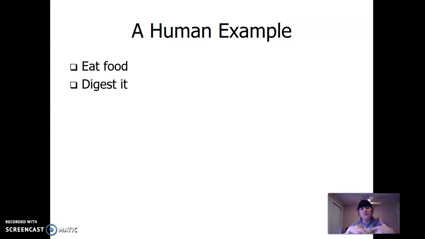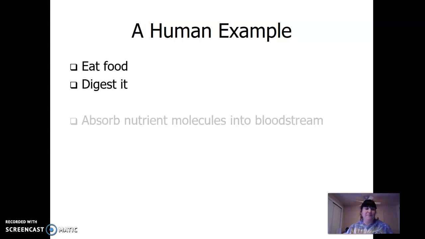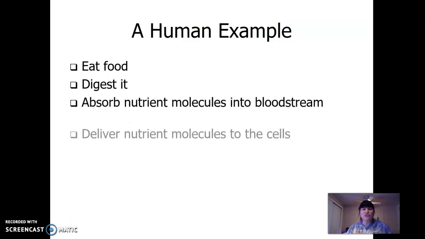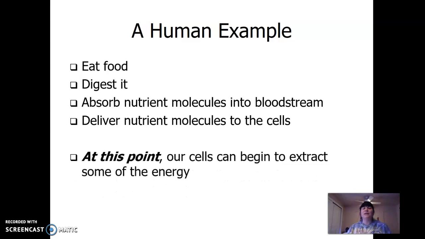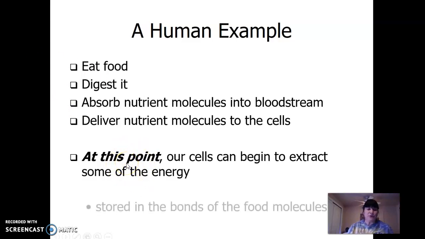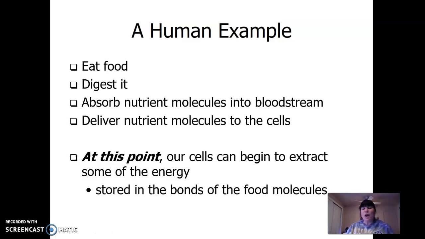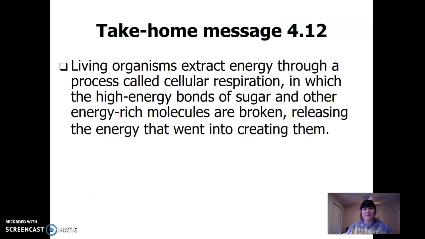Mix with the saliva, goes into your stomach, mix some more with the chyme, with the acid, gets into your small intestine. Now we're going to absorb it and it gets to the cells. Now the cells can break it down to release ATP. So we absorb nutrients into the bloodstream and deliver nutrients to the cells. At this point, our cells can begin to extract some of the energy. That's when cellular respiration occurs, okay? The energy is in the food molecules, specifically in the bonds, okay?